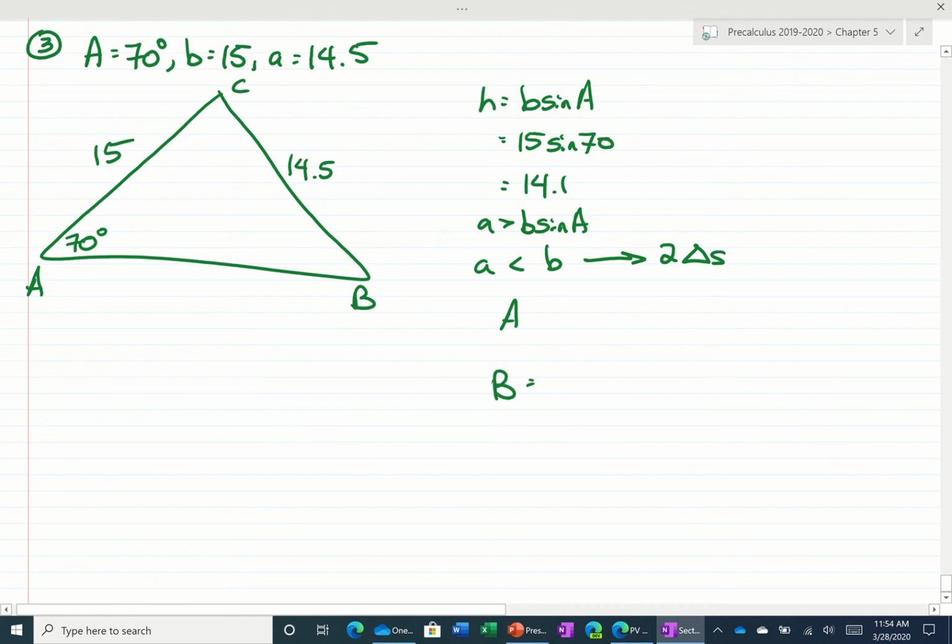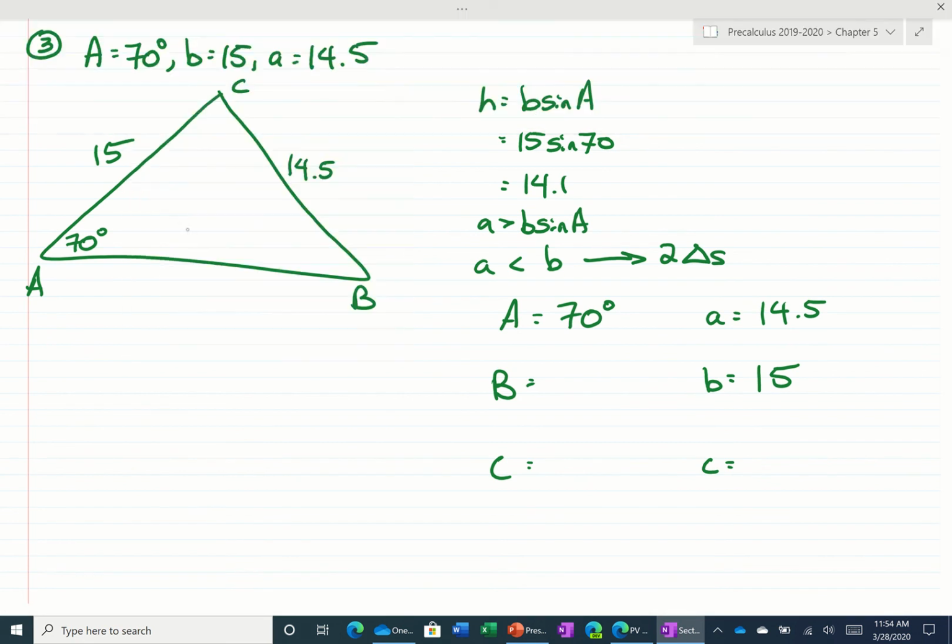I'm going to go a little bit quicker here. If you need me to slow down, you can pause the video, leave me a comment, or send me an email, or just rewatch my last example. But let's see what we get here. So A is 70 degrees, side A is 14.5, side B is 15.